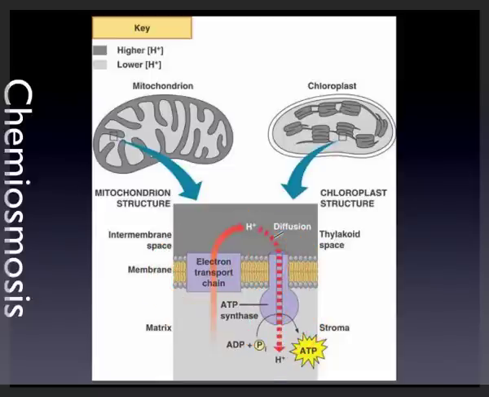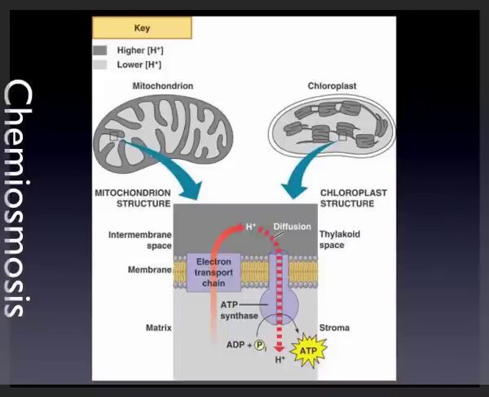Chemiosmosis happens during photosynthesis, and it also happens during respiration. Both involve pumping hydrogen ions into a closed compartment and then letting them flow back out through ATP synthase. So that's definitely an important overall phenomenon to understand, and it's called electron transport chain and chemiosmosis.